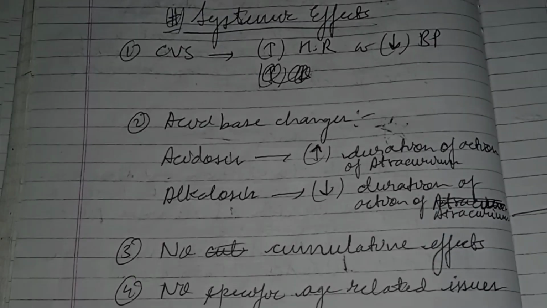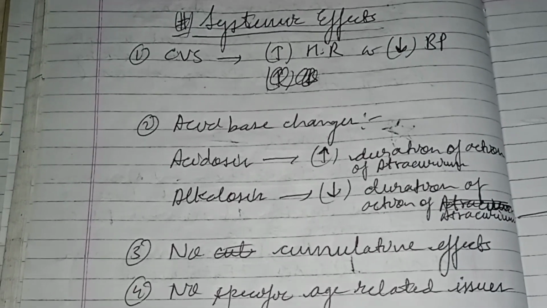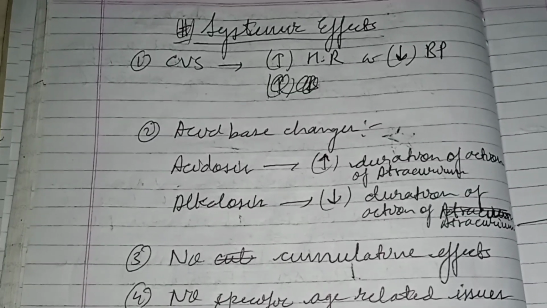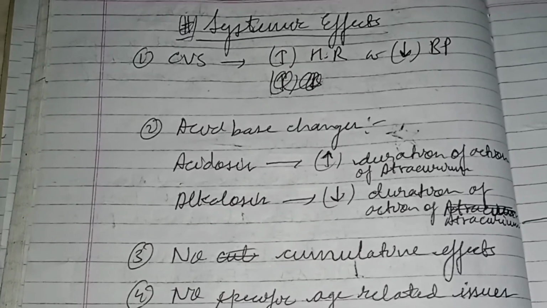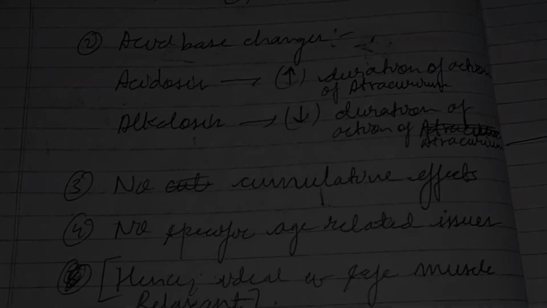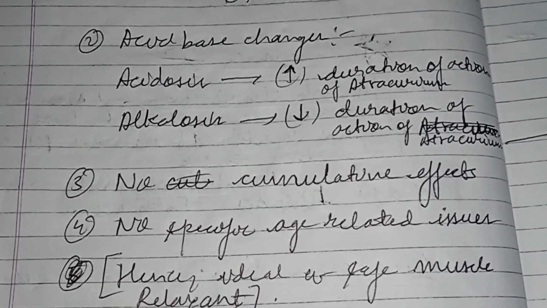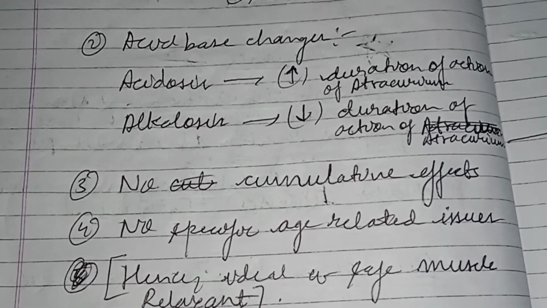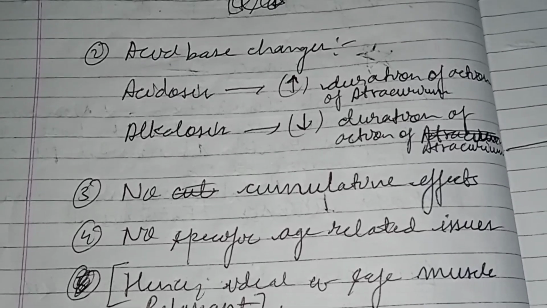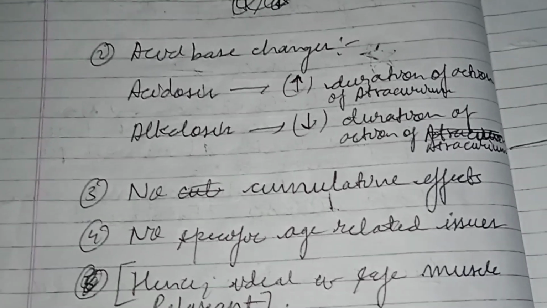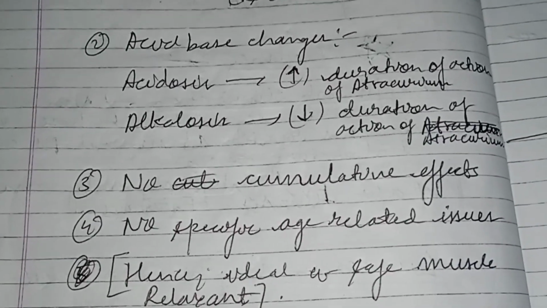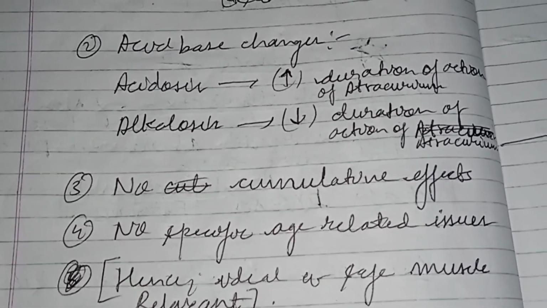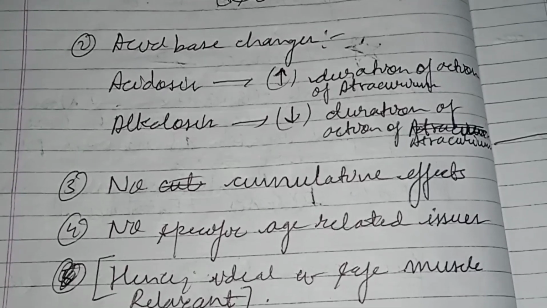Now come the systemic effects. At the cardiovascular level, it increases the heart rate and decreases the blood pressure. Then in acid-base changes, acidosis increases the duration of action of Atracurium, whereas alkalosis decreases the duration of action of Atracurium. I repeat, in acidosis the duration of action increases, whereas in alkalosis it decreases.